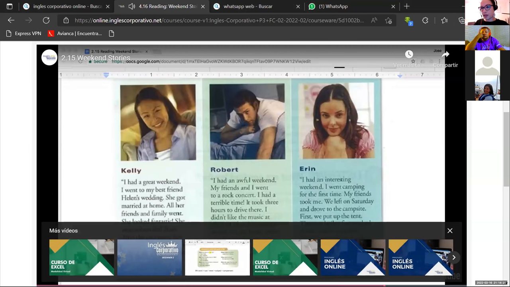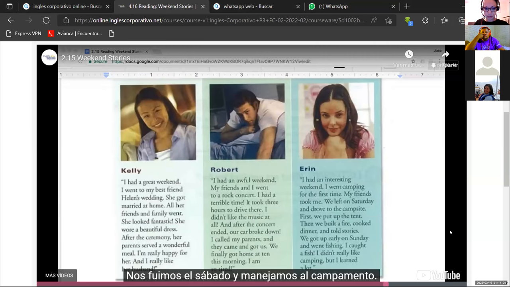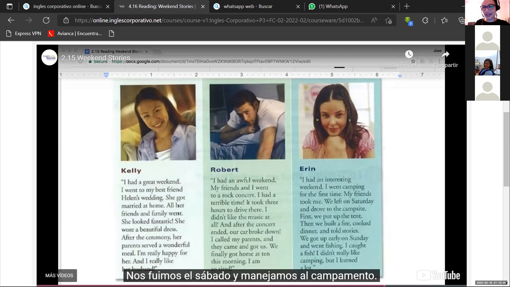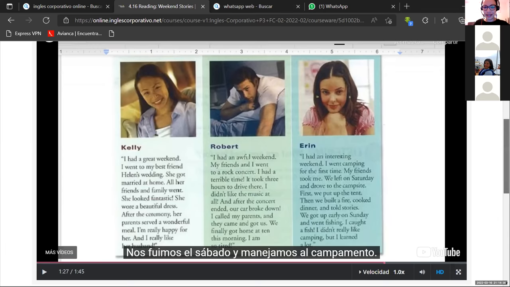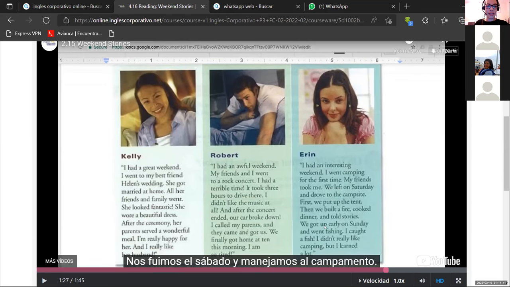Who had the worst weekend? What do you think had the worst weekend? ¿Quién tuvo el peor fin de semana? What do you think? Robert. Yeah, poor Robert. Okay, now that we listen to the conversations, or well, the stories, those are stories. Do you have any question about vocabulary or pronunciation on this? No? No. No.